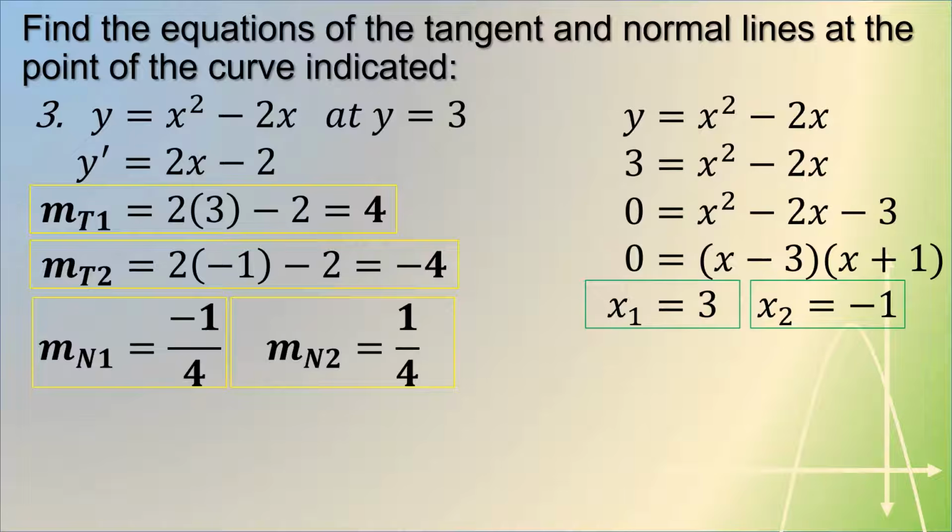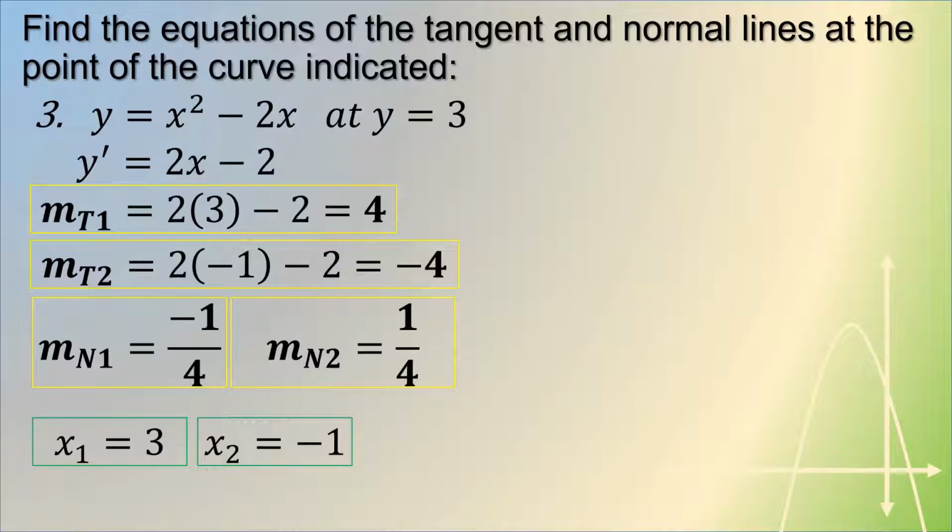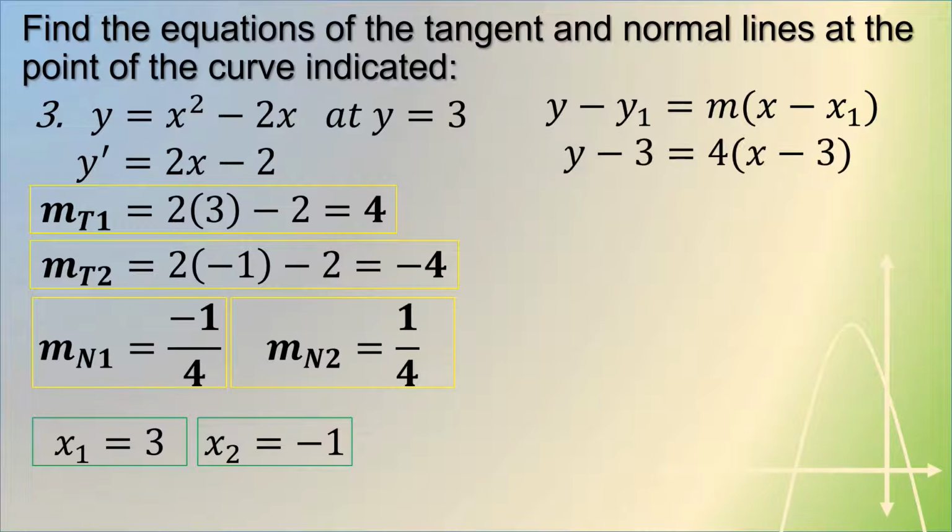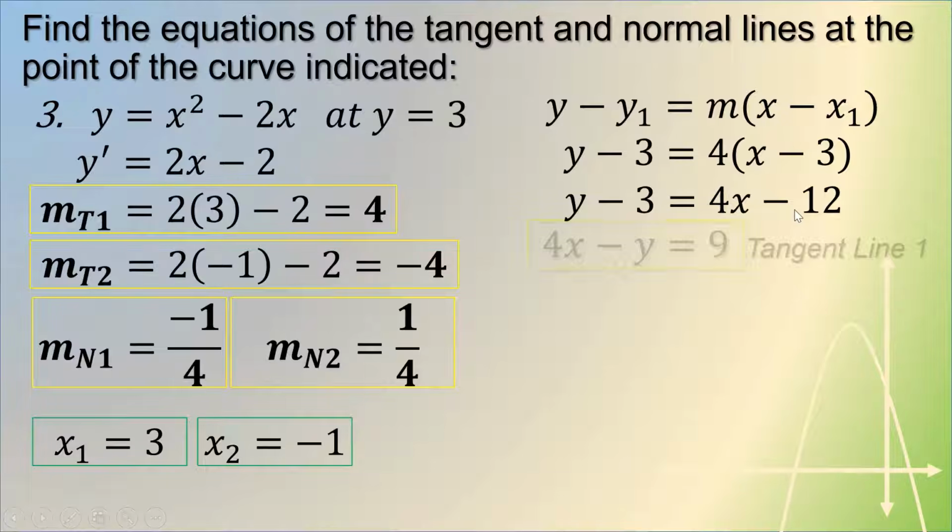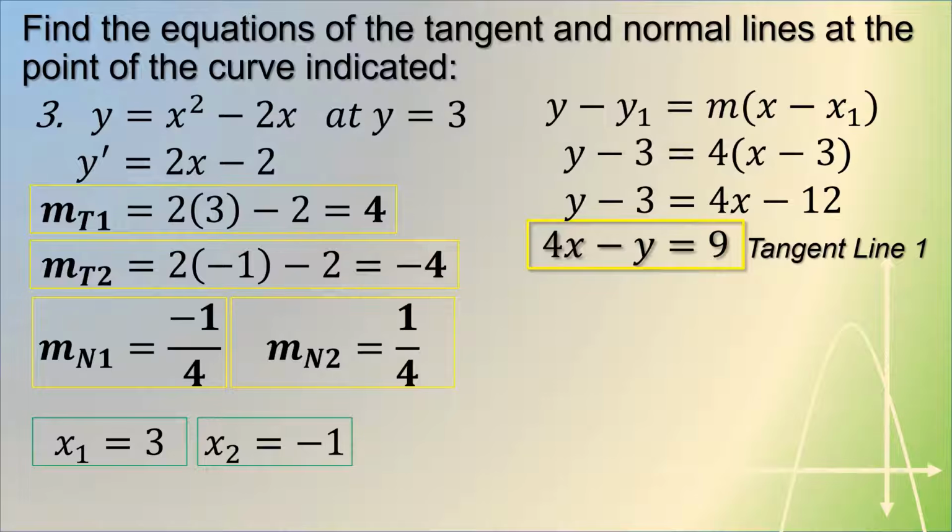And so we are ready to solve for the equations of our tangent lines using these slopes and these intercepts. Using the point slope form, y minus 3 is equal to 4, using the first slope for our first tangent line, times x minus 3. Simplifying, distributing 4 to x and 3. So that is y minus 3 is equal to 4x minus 12. And then our tangent line 1 is 4x minus y is equal to 9.